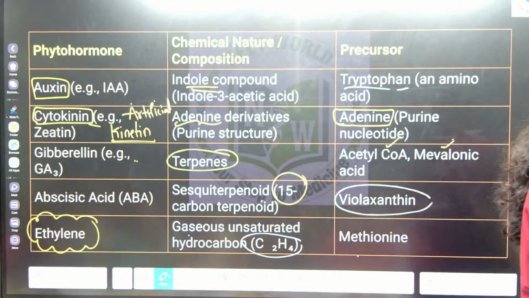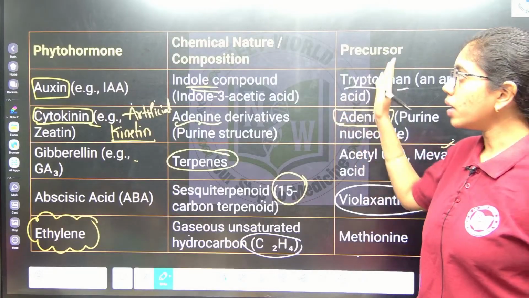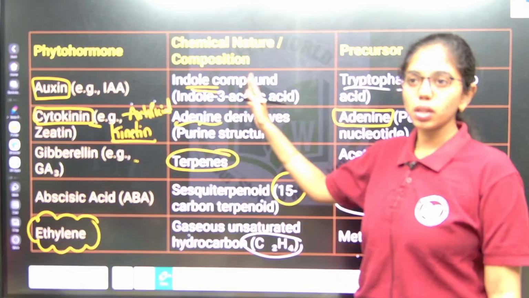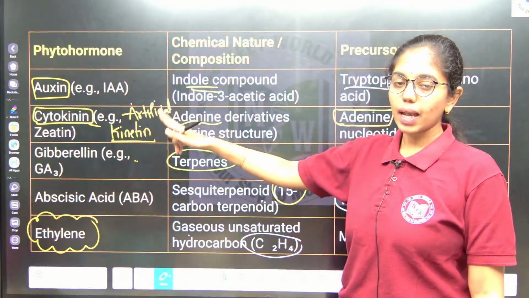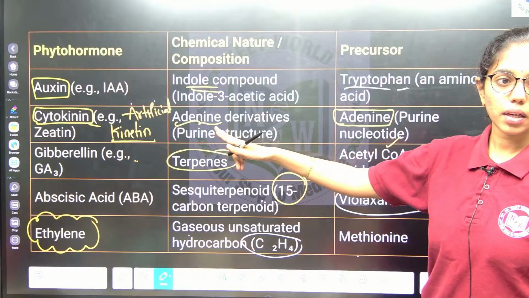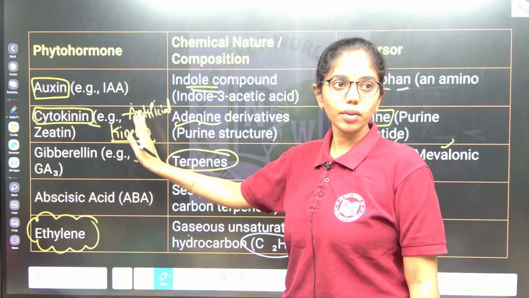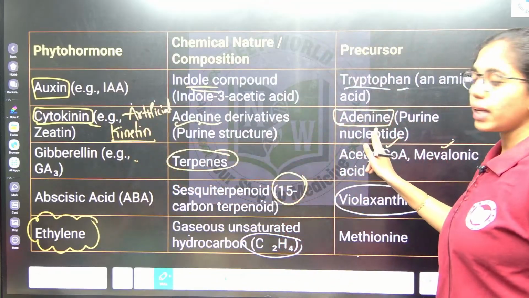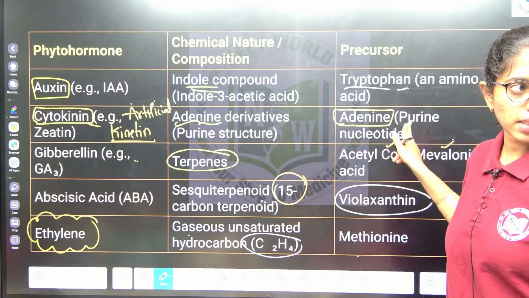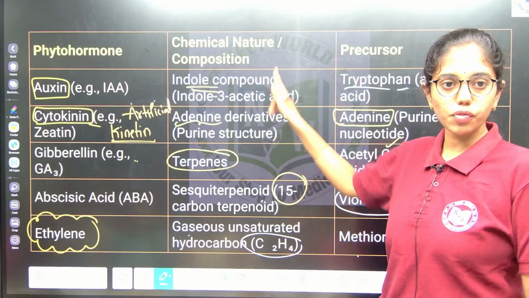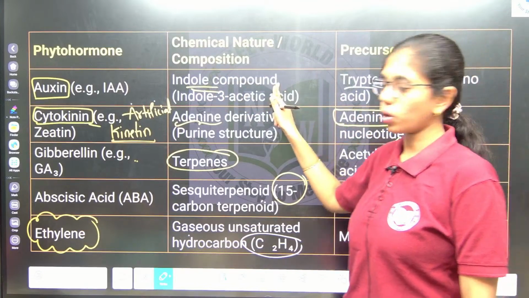First is auxin. What is the precursor for auxin? Tryptophan. Be louder. Cytokinin, if you see, the natural form of cytokinin is? Artificial form is? The simple thing you have to remember is that adenine is the precursor and they are adenine derivatives. For auxin, tryptophan is the precursor and they are derivatives of indole compounds.